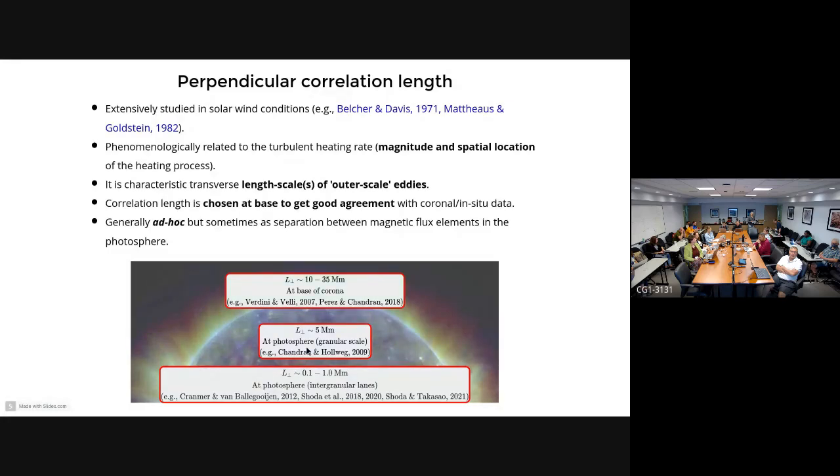Again, it has been used for quite some time in the numerical models dealing with the coronal as well as the in situ regimes. In situ, this parameter helps with the acceleration of the solar wind, so solar wind velocities and so on. But in the corona, it tells more about how much heating we could have. There was no agreement on what exactly the values for this parameter should be. A few of these models use values in the photosphere from 0.1 to 1 megameter, which is basically the scale between two prime points, the distance between the two prime points. Some of the models from Chandran and Hollweg use an L perpendicular of around 5 megameters at the photosphere, while some models at the base, like at the transition region, use between 10 and 35 megameters.